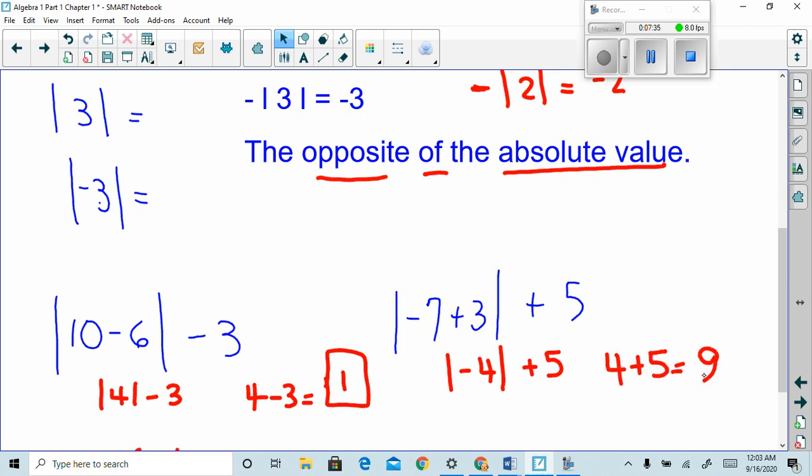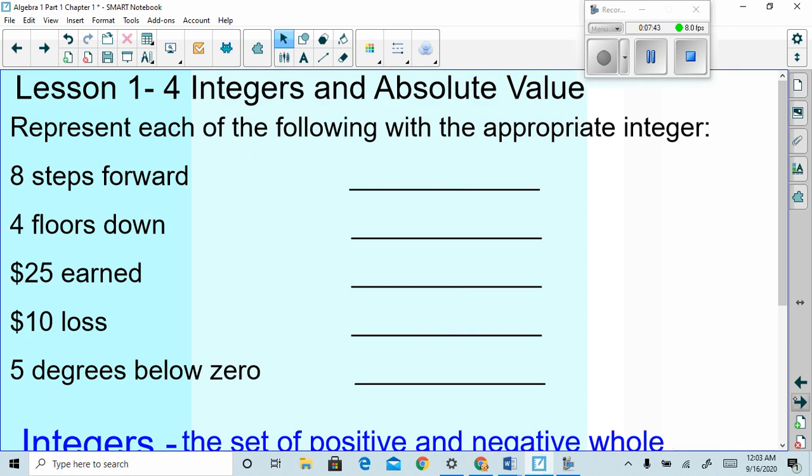Just something else to add as we're simplifying expressions. When we meet today, I'll take it a little step further, and we'll talk a little bit about statements and how we can translate these statements in regards to integers.